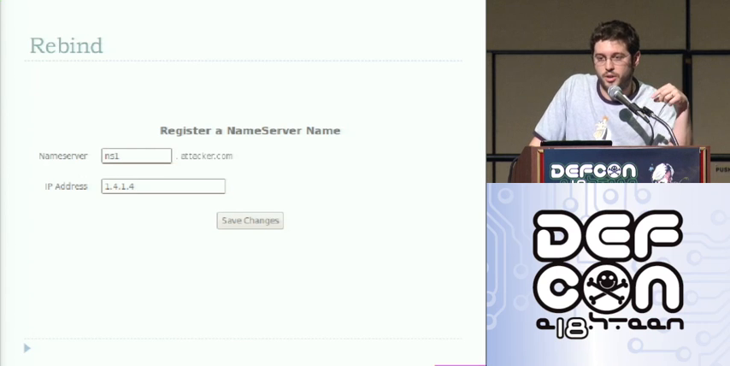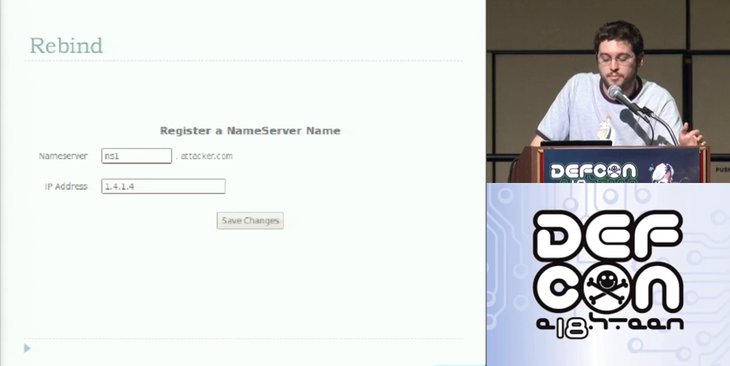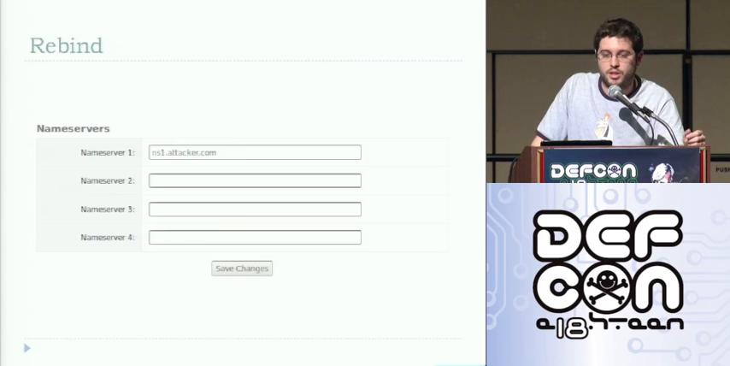So the attacker has to go into wherever he registered his domain, GoDaddy or wherever, and register the 1.4.1.4 IP as a name server. Just call it ns1.attacker.com. Once that's done, he goes into his DNS configuration for the attacker.com domain and says, hey, my DNS server is ns1.attacker.com. This makes sure that all DNS lookups come to the box where Rebind's running, so Rebind can handle all of the DNS lookups for your domain.